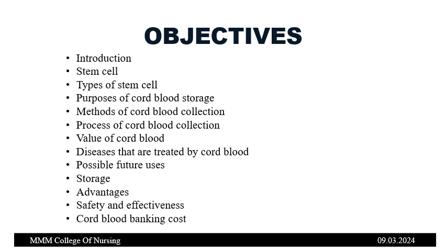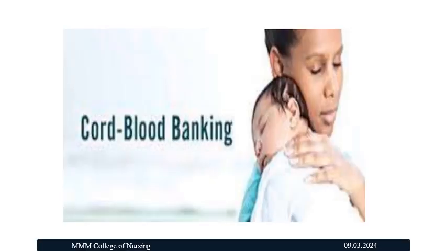Objectives: we are going to learn about introduction, stem cell, types of stem cell, purposes of cord blood storage, methods of cord blood collection, process of cord blood collection, value of cord blood, diseases that are treated by cord blood, possible future uses, storage, advantages, safety and effectiveness, cord blood banking cost. These are the topics we're going to learn under cord blood banking.